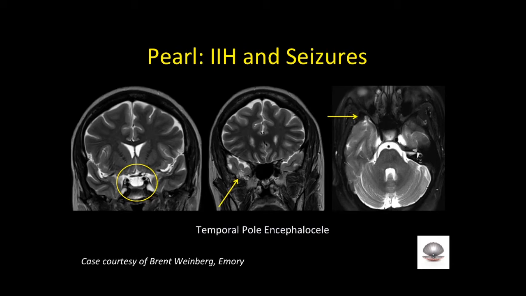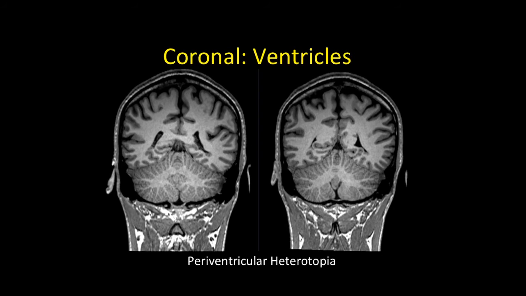You can also look, another common area where these encephaloceles happen with IIH is in the anterior cranial fossa in the orbital frontal region, where I've seen encephaloceles break through and plop down into the orbit. So you want to look at your poles, frontal and temporal pole, if you see somebody with seizures and what looks like IIH.